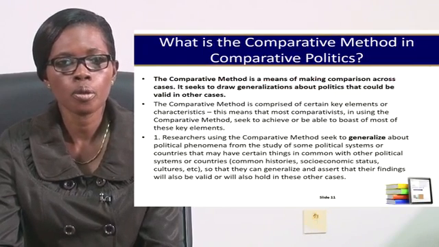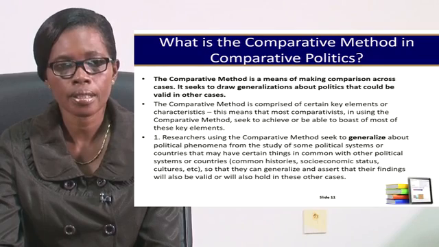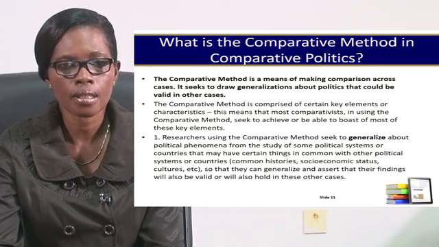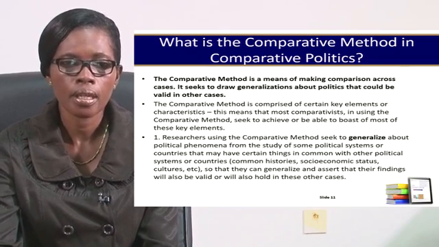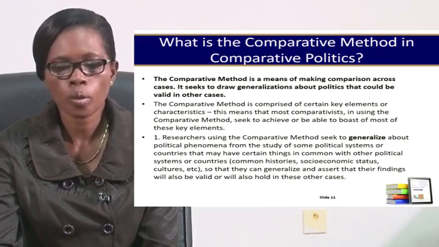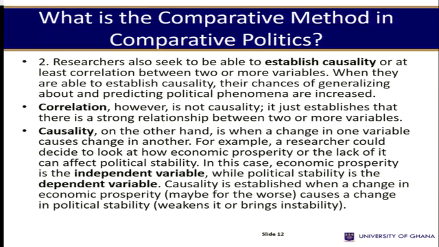If you are able to find countries or cases where there are commonalities in this sense, you can then generalize and assert that one's findings will also be valid or will also hold in these other cases. Secondly, researchers also seek to be able to establish causality or at least correlation between two or more variables or factors. When they are able to establish causality, their chances of generalizing about and predicting political phenomena are increased.